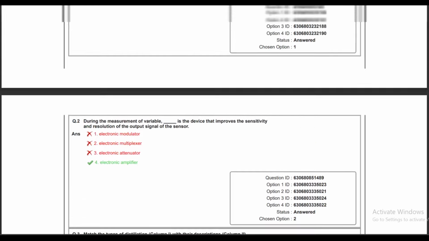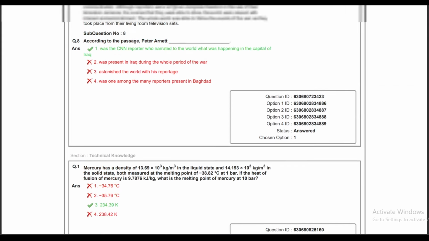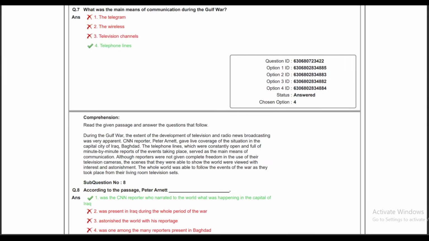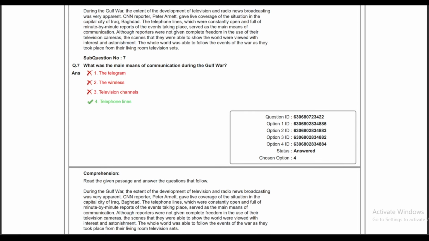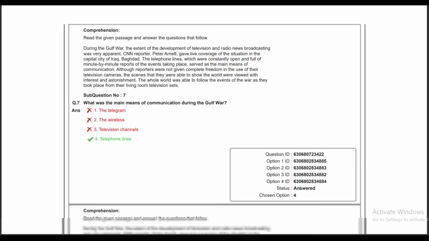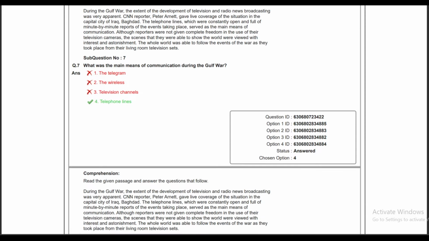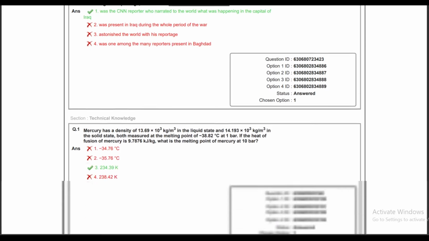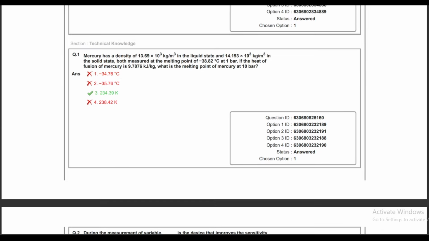So today we will start solving the first 15 questions, and the next 15 questions I will cover in my next video, which will be uploaded within the next 2 days. So this is the technical knowledge section from chemical background.